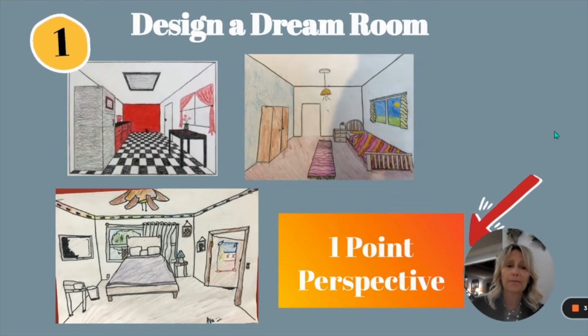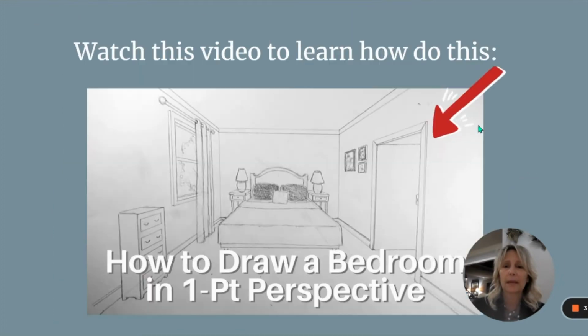So the first one, and I've done this before, some of these are examples of my student work, is designing a dream room using one-point perspective. It doesn't necessarily have to be a room with a bed in it. You can see that some people have set things up a little differently. If you click on this, and I make this available to the kids, there are lots of examples from other teachers and how they use the artwork and student artwork as examples. So that's a good one to come back to.